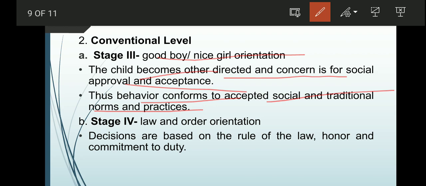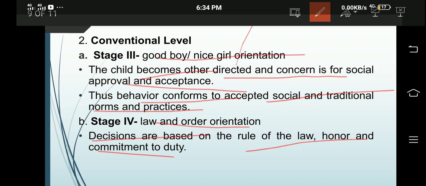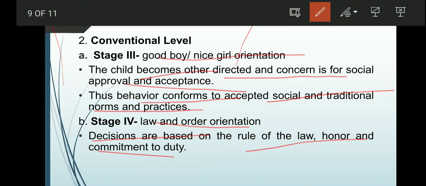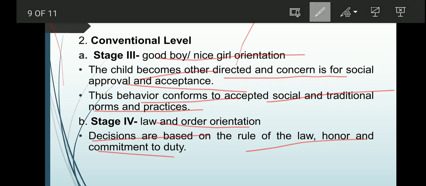with different happiness in their surroundings. So, stage 4 naman, there is law and order orientation already, meaning decisions are based on the rule of the law, honor, and commitment to duty. Okay, so that's the stage 4 where they are being oriented already by the law. It means decisions are based on the rule of the law and honor and commitment to duty.